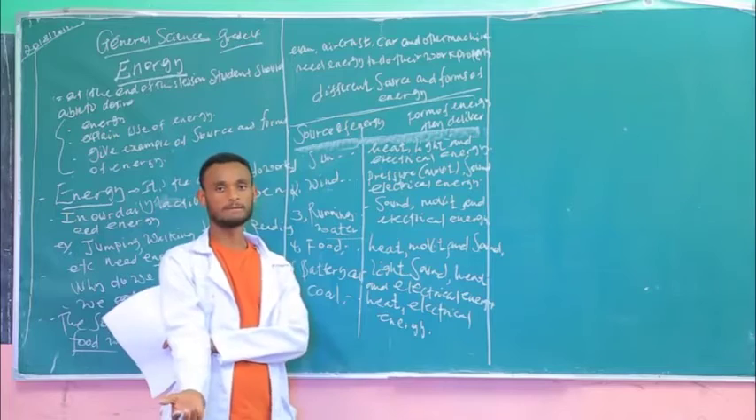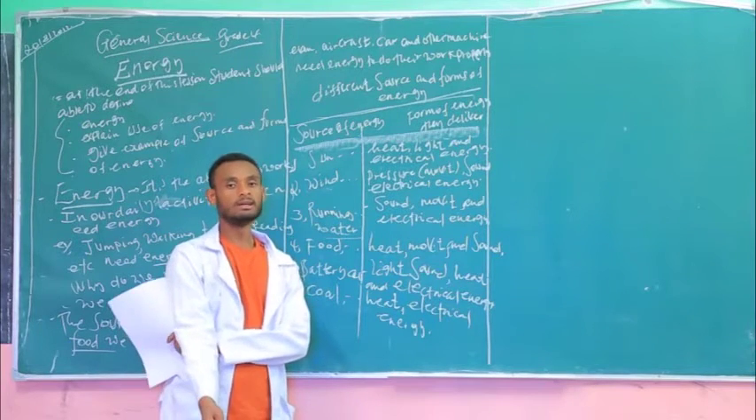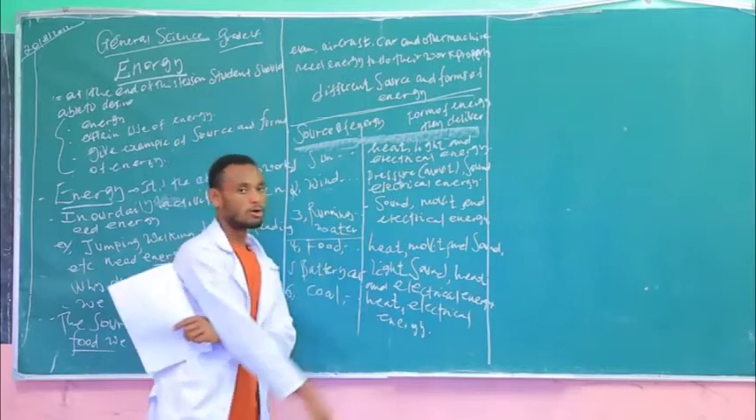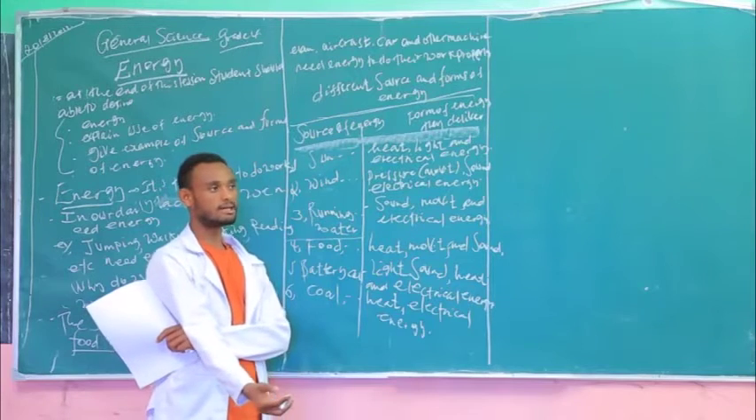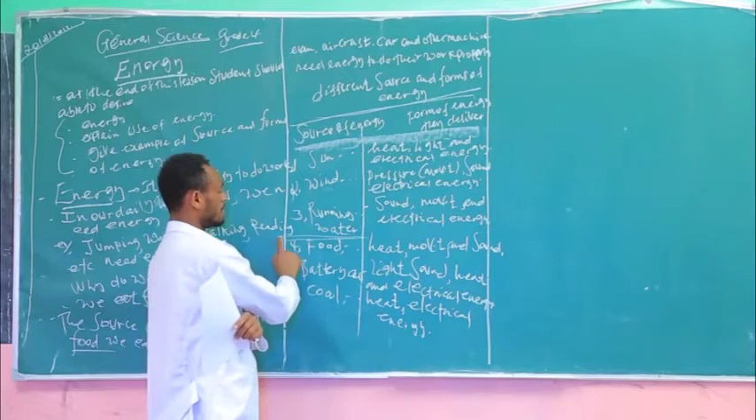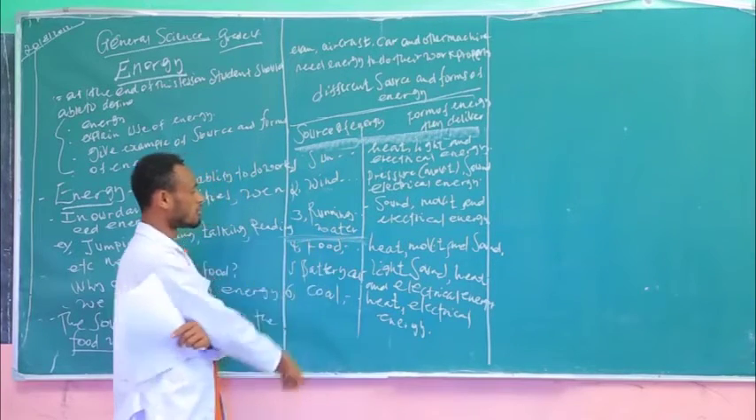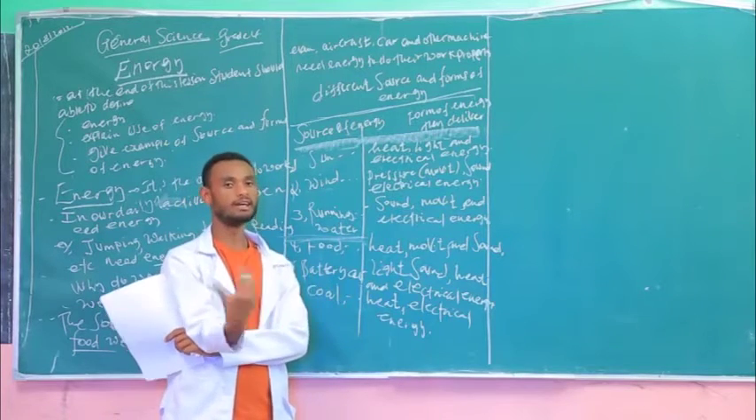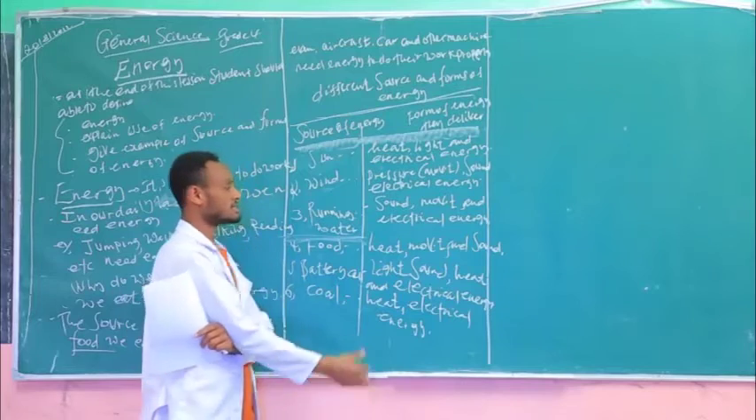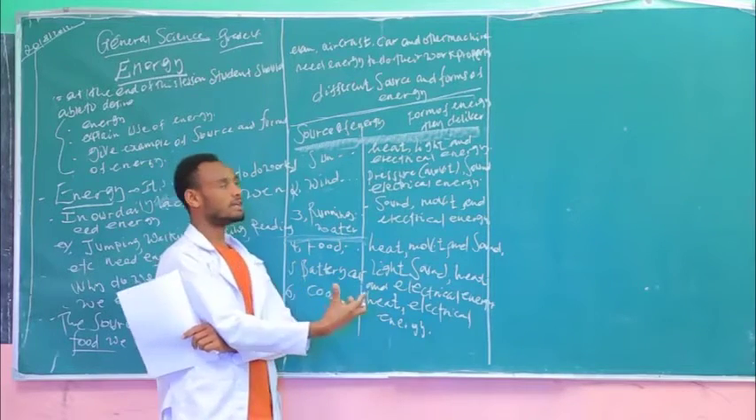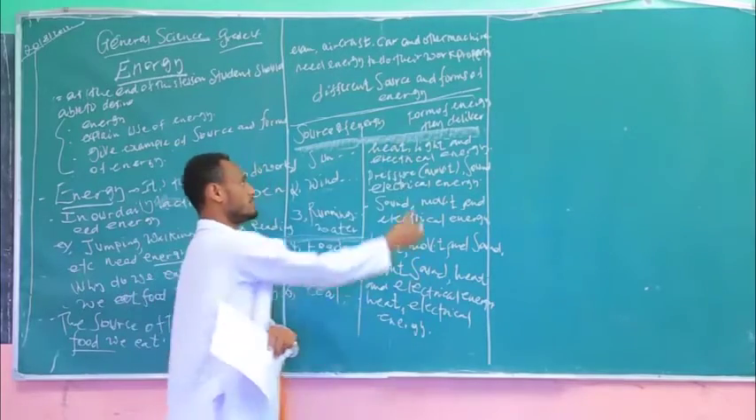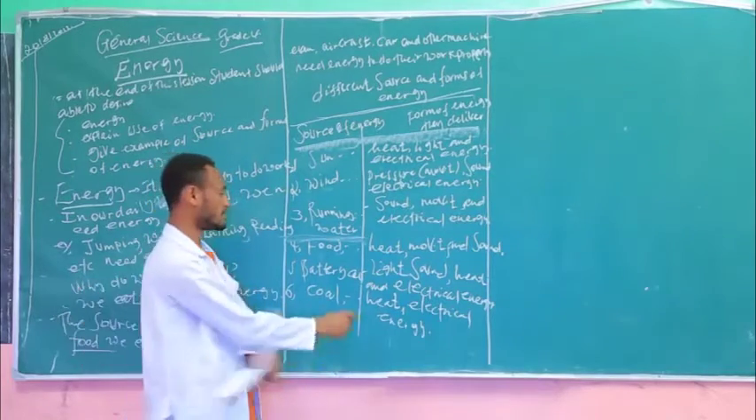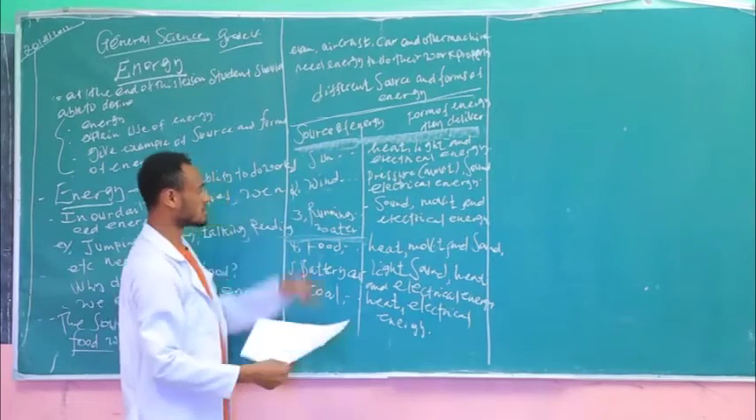For example, students, today in our country, our greatest dams are used to run water as a source of electrical energy. So it is used to deliver energy in the form of electrical energy. That's why these are all sources.